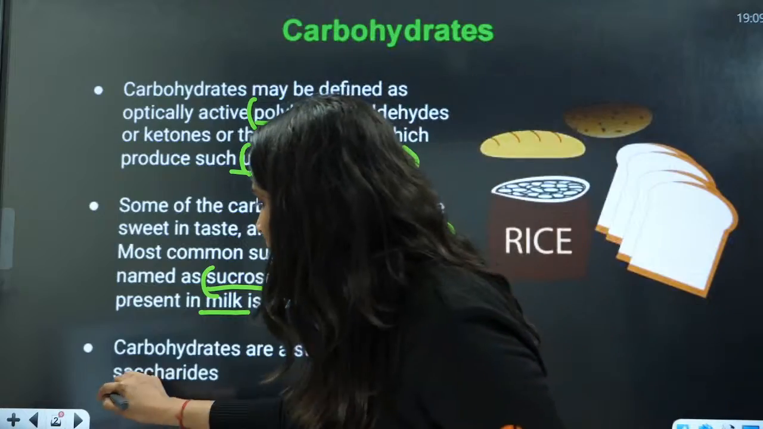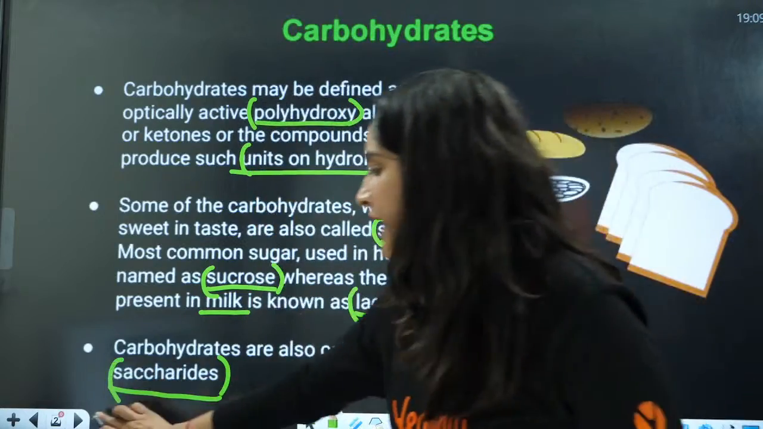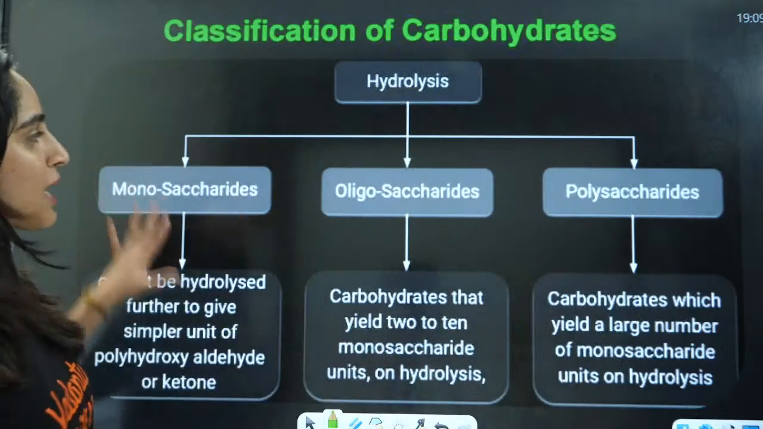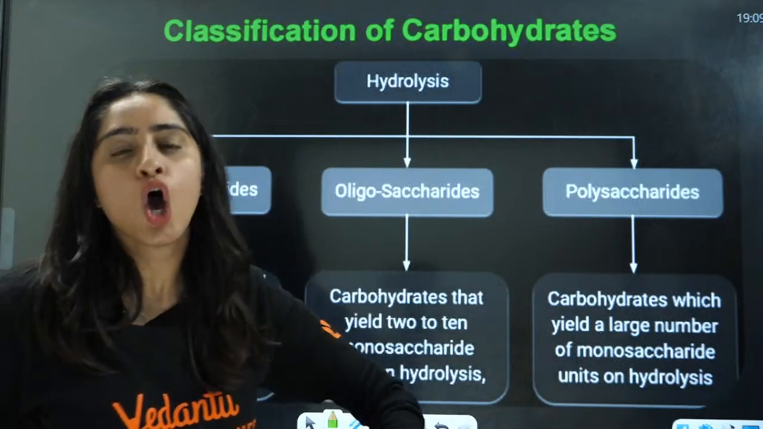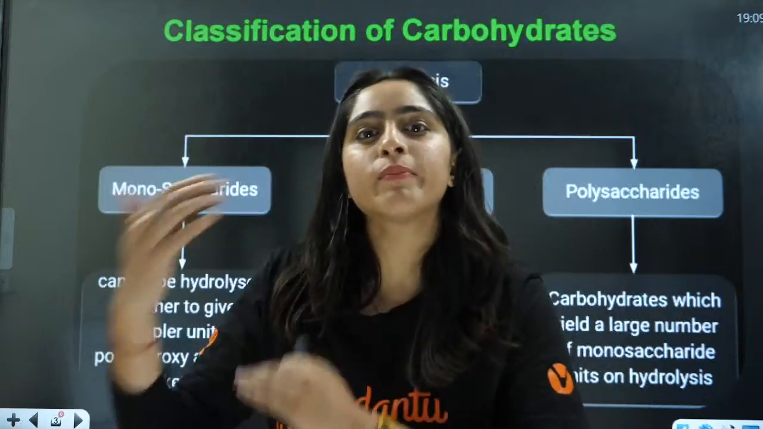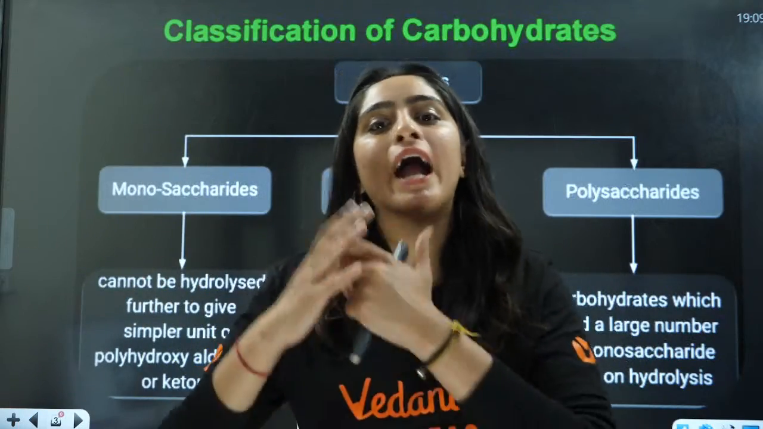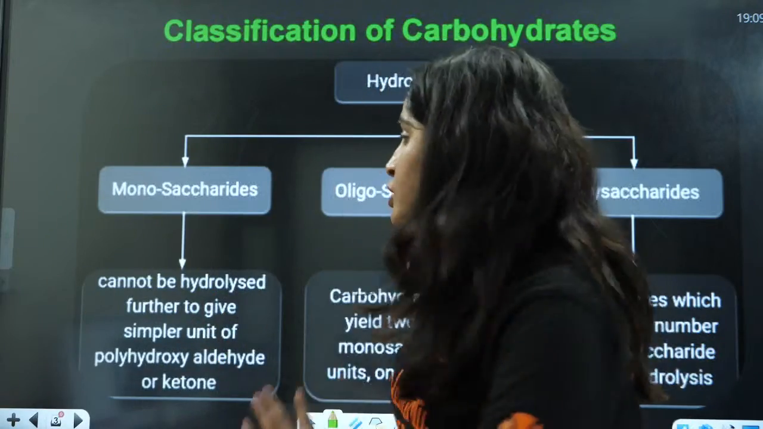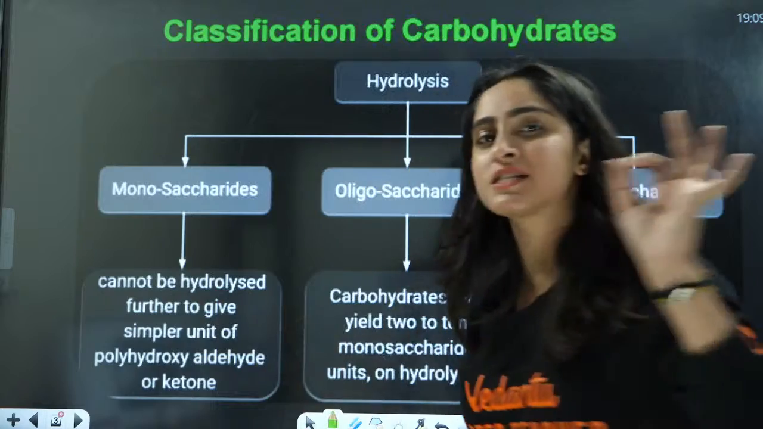Next, they are also called saccharides. So now let us discuss the classification. There are monosaccharides, oligosaccharides, polysaccharides. Monosaccharides means they cannot be further hydrolyzed. If you hydrolyze this, it cannot be further divided into any units. So they cannot be hydrolyzed further to give simpler units.